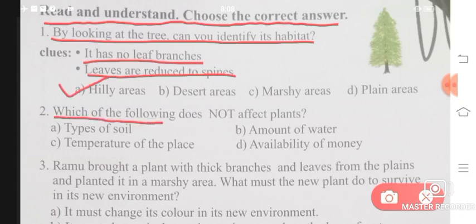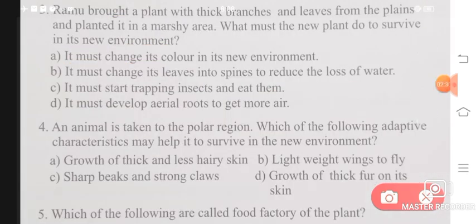Question 2. Which of the following does not affect plants? Answer is number D. Availability of money. Whether you have money or not makes no difference to plants. Question number 3. Ramu brought a plant with thick branches and leaves from the plains and planted it in a marshy area. What must the new plant do to survive in its new environment?